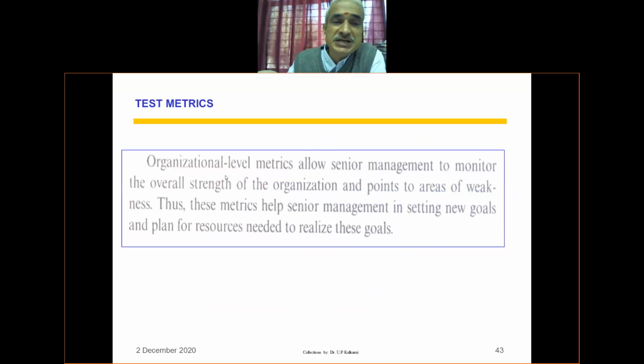Why do we go for an organization level metric? It allows senior management to monitor the overall strength of the organization. Previously, I was talking about the quality trend, the brand of the organization. It also points to the areas of weakness where exactly we need to focus, and we also need a metric for the senior management.